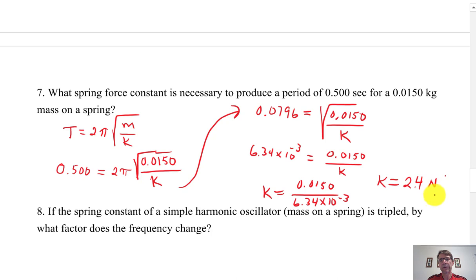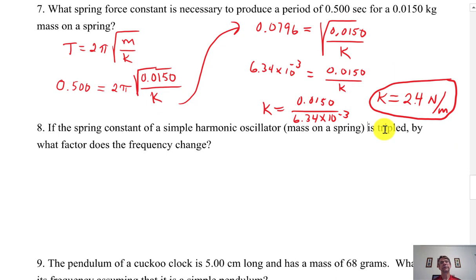It's standard units. If you started with standard units, did we double check that before we started? I think we did. Seconds are good. Kilograms are good. We didn't mention that at the beginning. So yeah, that is our spring constant for that particular spring. All right.